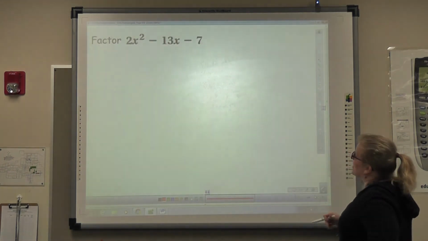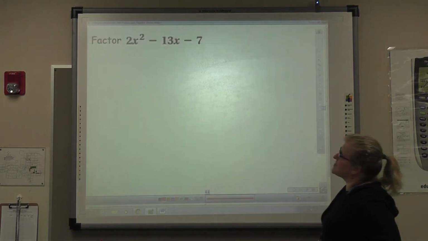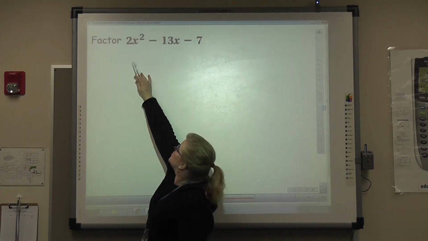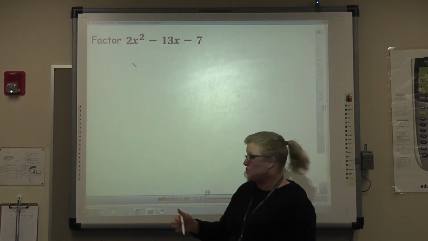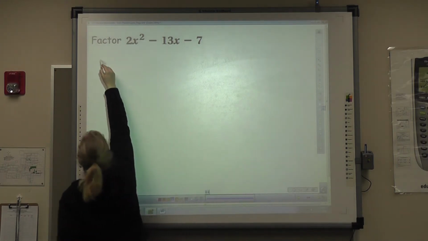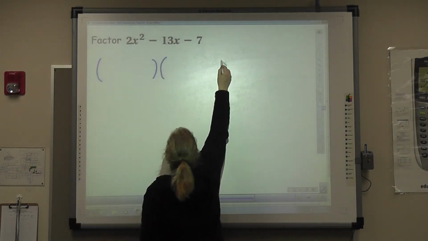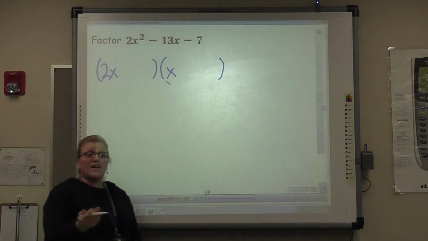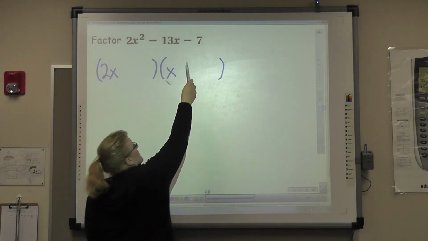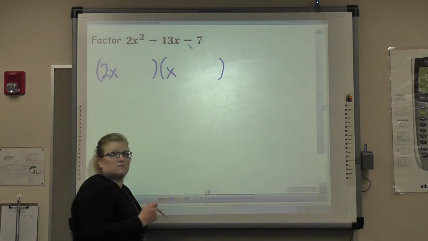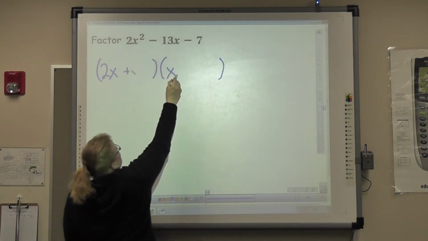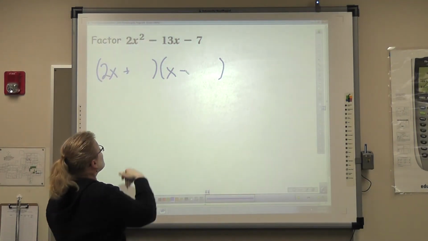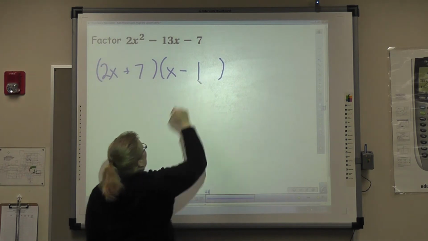Okay. Oh, good. This is the last one. Oh, this one's really nice. We've got two prime numbers. We've got 2 and 7. There's only so many we can do. All right, got to get my parentheses ready. I got a 2x and an x. Again, what signs am I going to put in? Well, it's going to tell me right there. So I've got to have a plus and a minus, so that I'll get a negative 7. And now let's try 7 and 1.